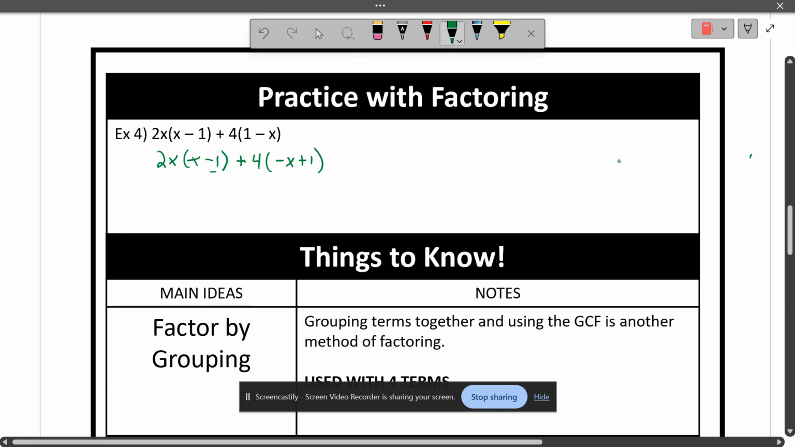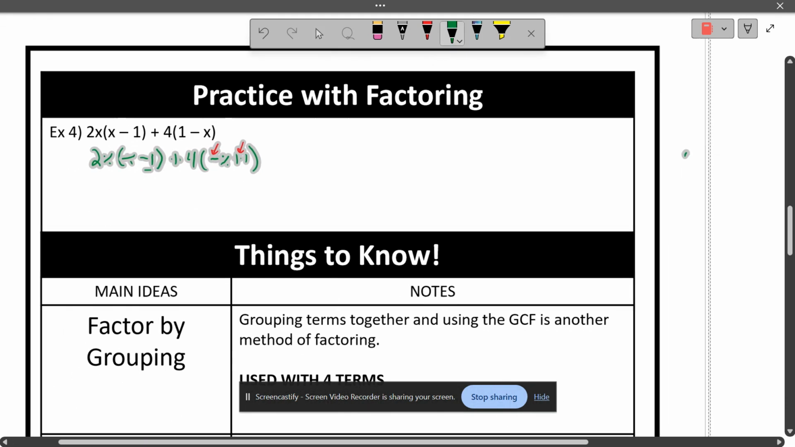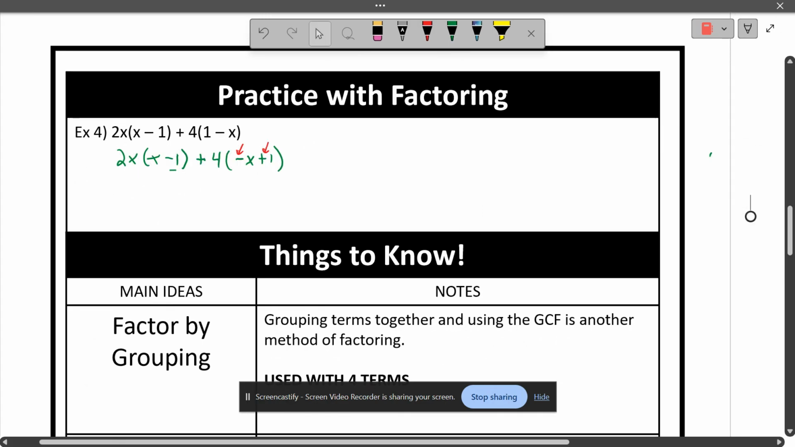Because our signs are different here and here, I'm going to pull a negative out. So I'm going to have 2x times x minus 1 minus 4 times x minus 1. I'll then end up with x minus 1 out front, and then I'll have 2x minus 4. From here, a 2 can be pulled out of the 2x minus 4. We pull that to the front of the equation, and we'll have 2 times x minus 1 times x minus 2.